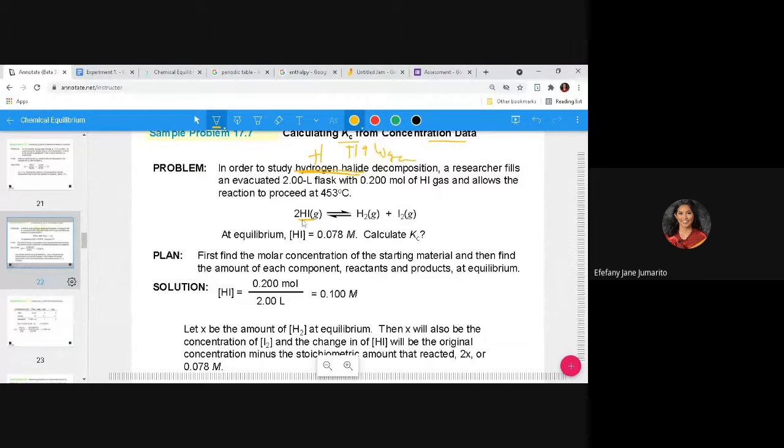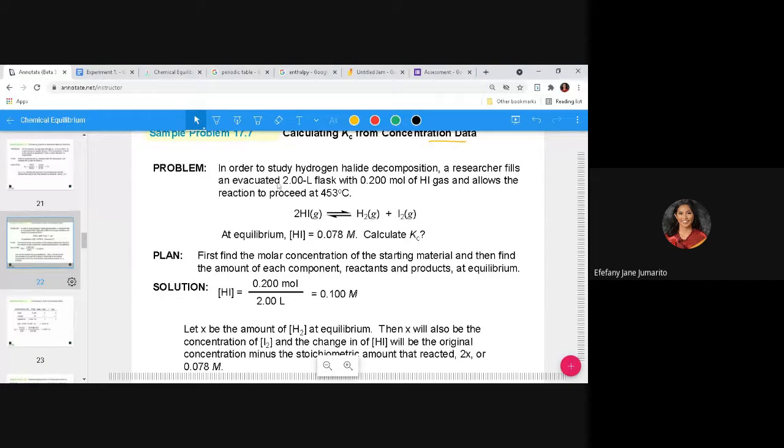So here, your hydrogen halide is HI. What is your halogen here, if you have HI? Iodine. The iodine is your halogen. Now it will decompose. Decompose means to break. So it will decompose into hydrogen and iodine.